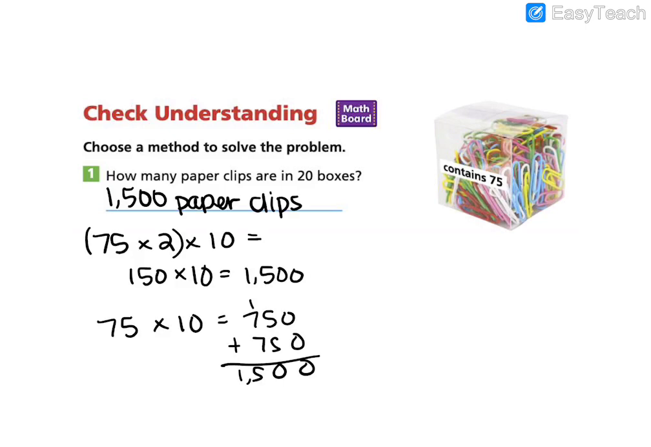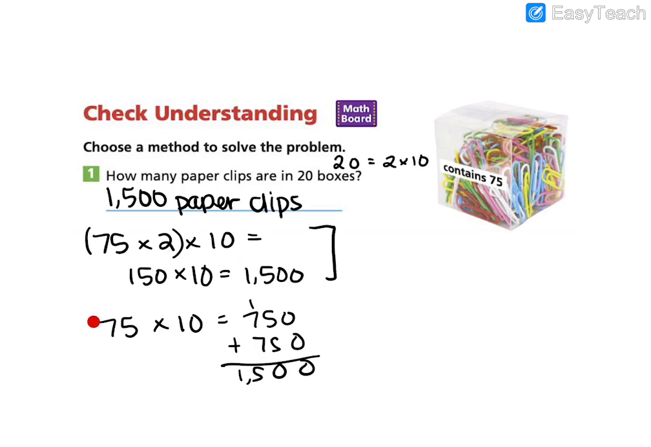All right, you should have found that there were 1,500 paper clips. I used the associative property here to take 20 and rename it as 2 factors, 2 times 10. I did 75 times 2, which was 150. Then I multiplied that by 10 to get 1,500.